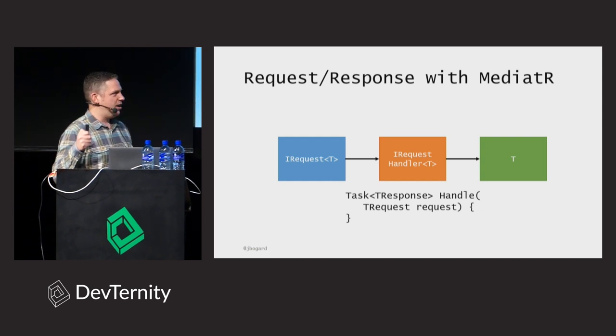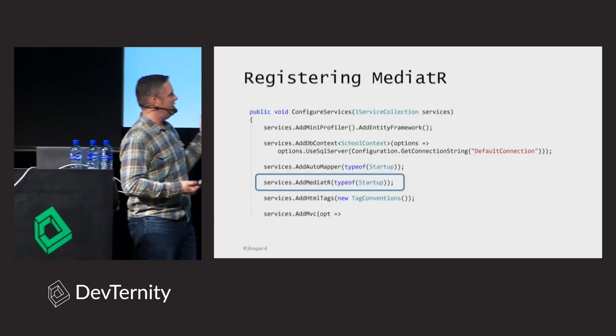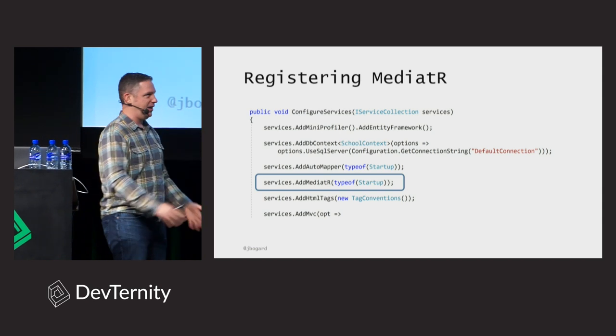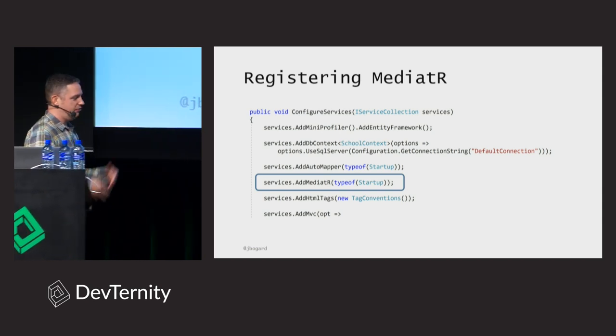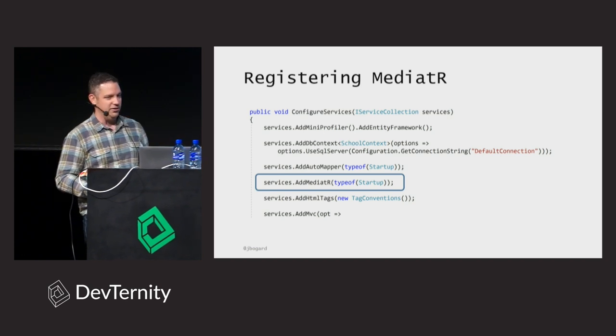Now, in our systems, we want to make it super, super easy to register all of these different handlers with dependency injection. For us, it's just one line that says, go find all the different handlers in my application and register those handlers with a container so they can use dependency injection very easily as well.